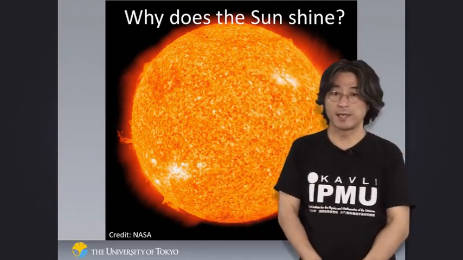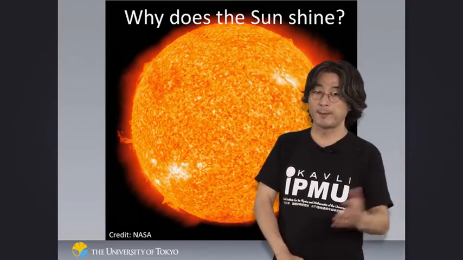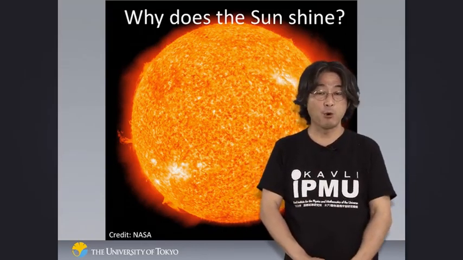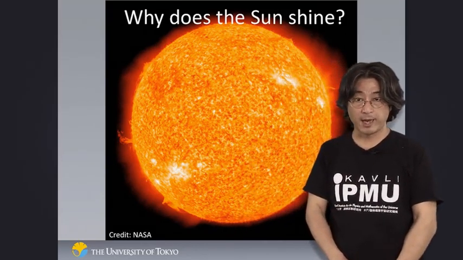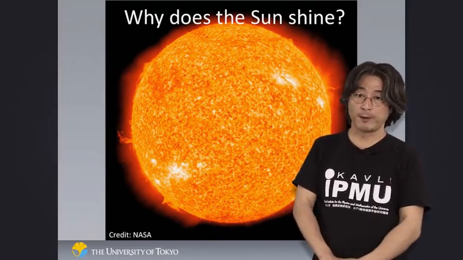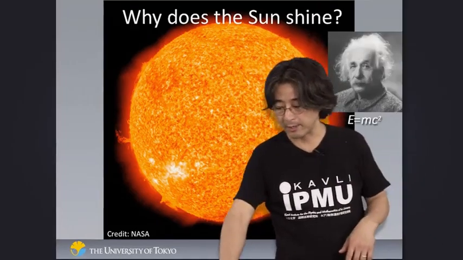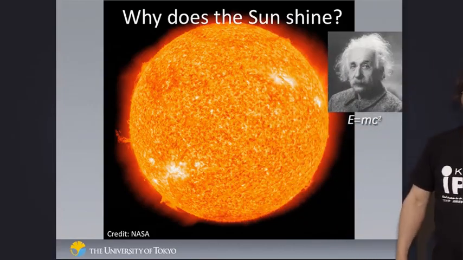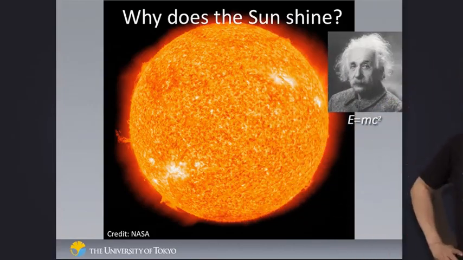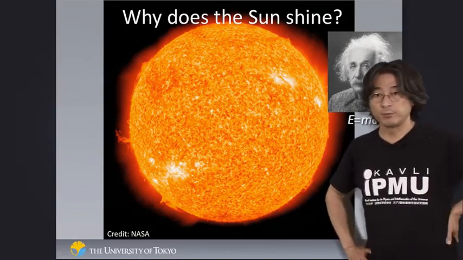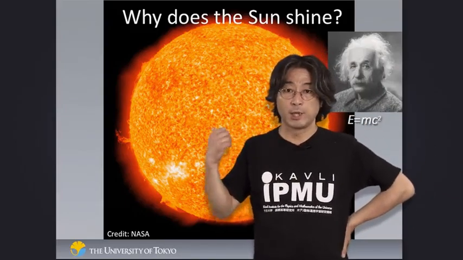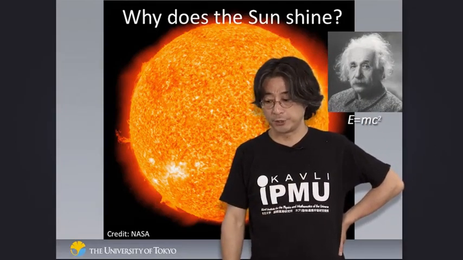But the biggest mistake he made was to assume that chemical reaction was the only source of energy. Indeed, that was the most powerful source of energy back in those days, so it was a natural assumption for him. But he was not aware of this famous equation, E equals mc squared. As you know, E equals mc squared had been proposed by Albert Einstein, and it was quite controversial at that point. But only thanks to this equation, we now understand why the sun shines.